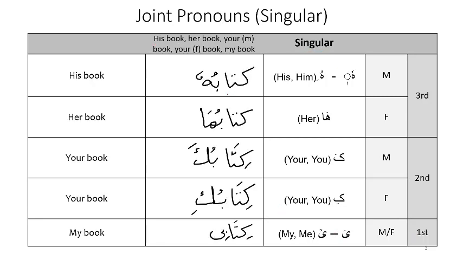So here I have completed the table for you, and I want you to look at this very carefully and try and learn all these attached pronouns for the singular case. So singular male is hu, female is ha, second person male is ka, second person female is ki, and then first person is i. Kitabuhu, kitabuha, kitabuka, kitabuki, and kitabi.